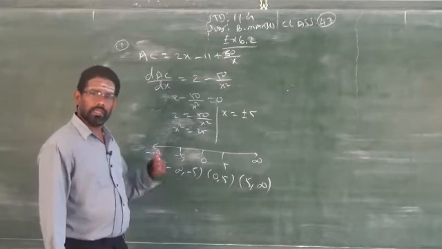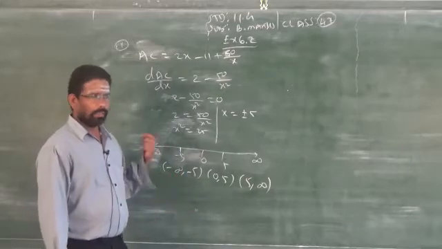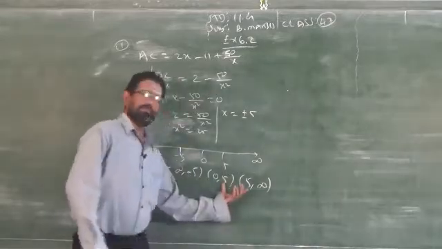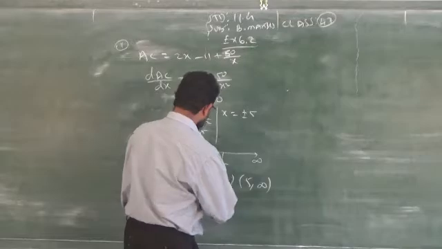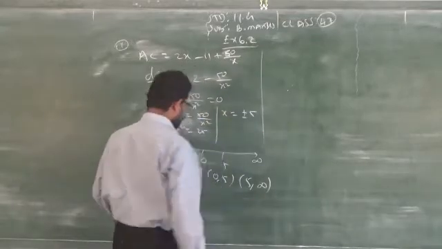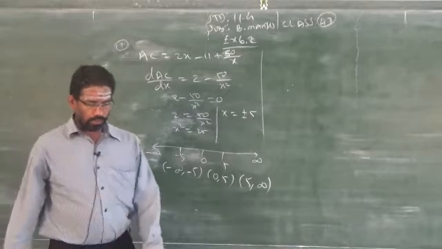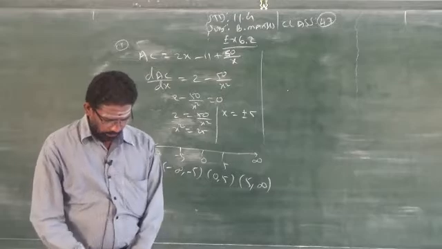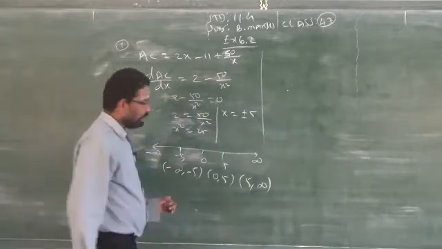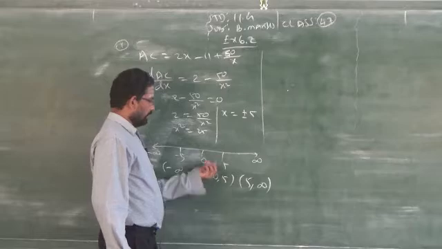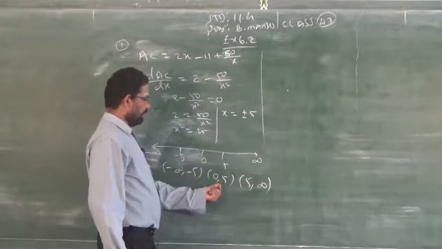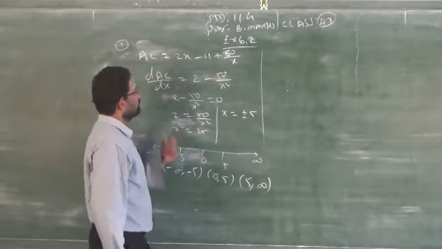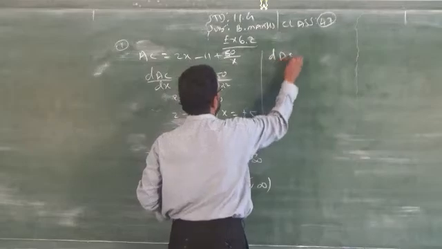Clear? Even if you did, there won't be any problems. They will not reduce the marks. But for cost and revenue, you have to take only the positive one. Don't take the negative one. So take any one point from the interval (0, 5). Take any number from 0 to 5: 1, 2, 3, 4. Take any one and substitute it in the first order, that is dAC/dx.